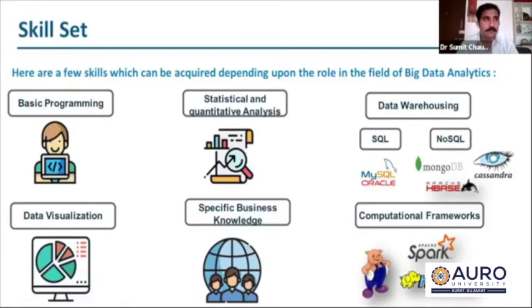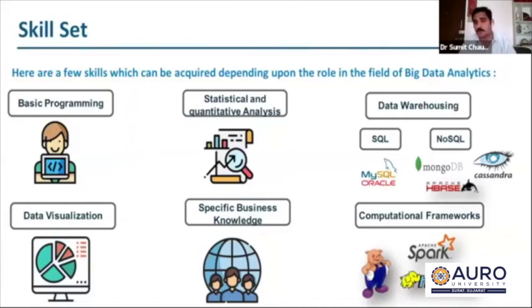Using different kinds of tools, you must know how to calculate statistical and quantitative analysis, and how we can analyze that particular data using different tools. Number three, data warehousing. Because we have to store data in one place, for that we must have SQL, or NoSQL data also we can have.